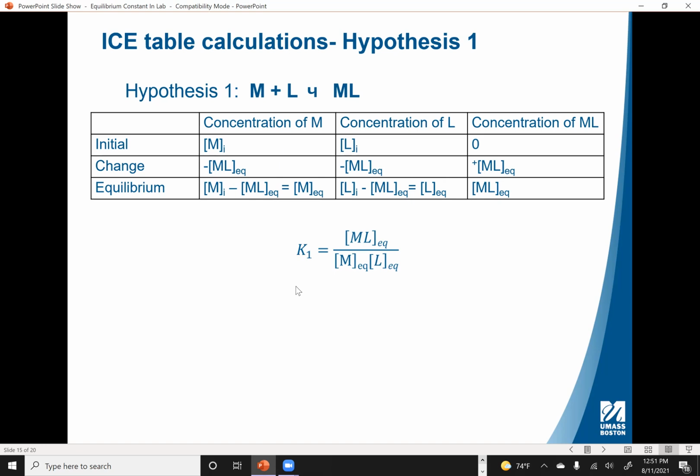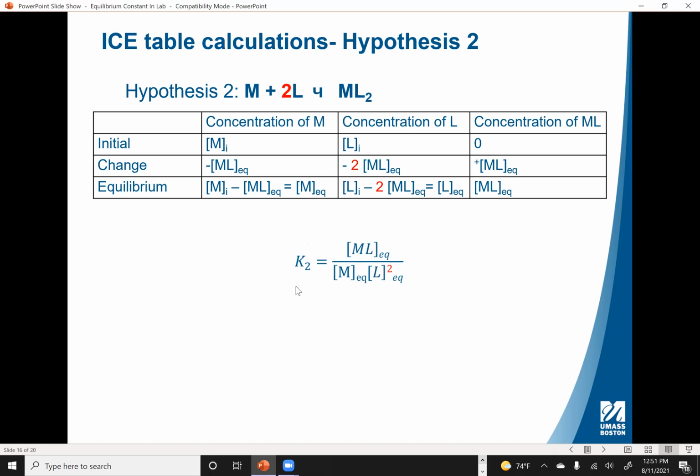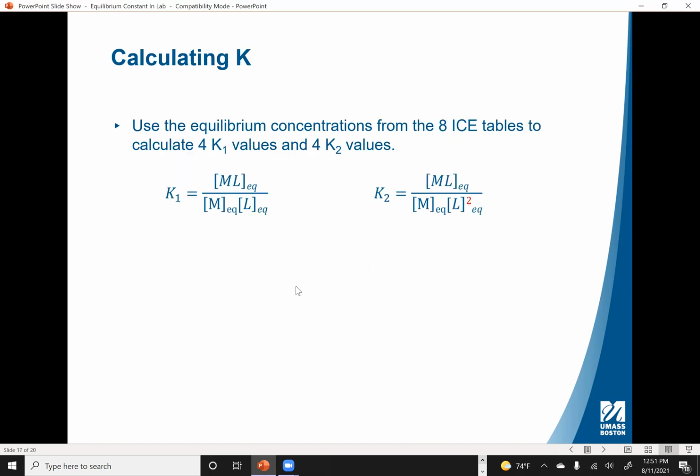Tube 4, ice table calculation for that, and so on. And then we also need to do those same calculations, but for hypothesis 2. And so we will have 4 K values for hypothesis 1, 4 K values for hypothesis 2. So what we're going to do after that is we need to take the average of those K values for K1 and the average of those K values for K2. And then we need to figure out what the standard deviation is for hypothesis 1 and hypothesis 2 based on those K values.